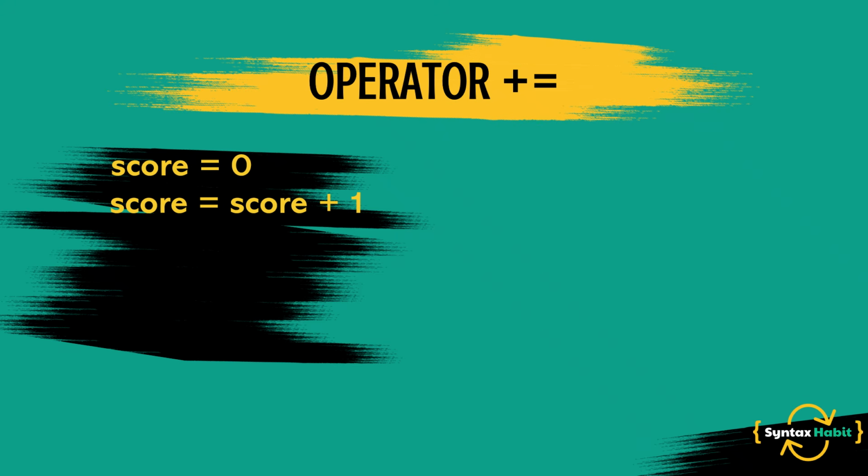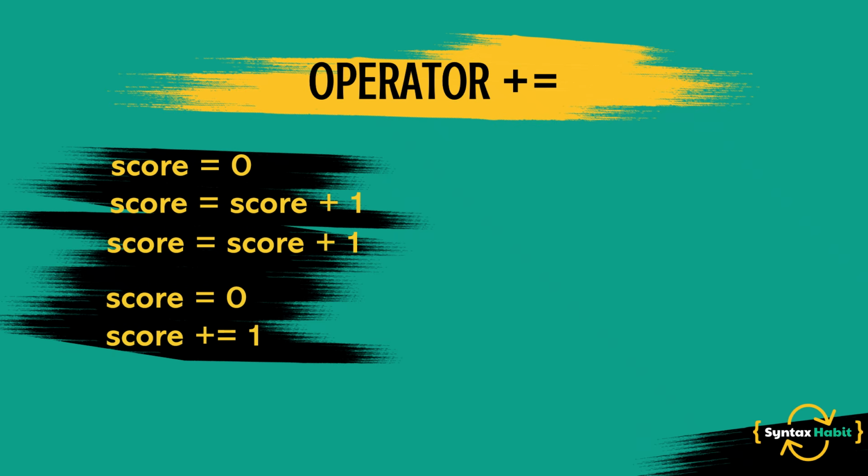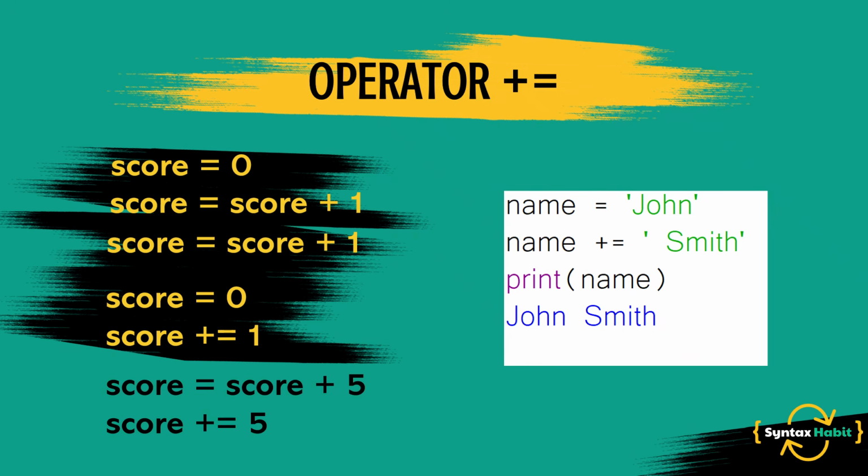Let's think about what happens here. Python takes the current value of score, adds 1 to it, and then assigns the new value back to score. So if score was 0, it becomes 1. If we run the same operation again, score becomes 2. There's also a shorter way to write this. Score plus equals 1. This means the same thing as score equals score plus 1.